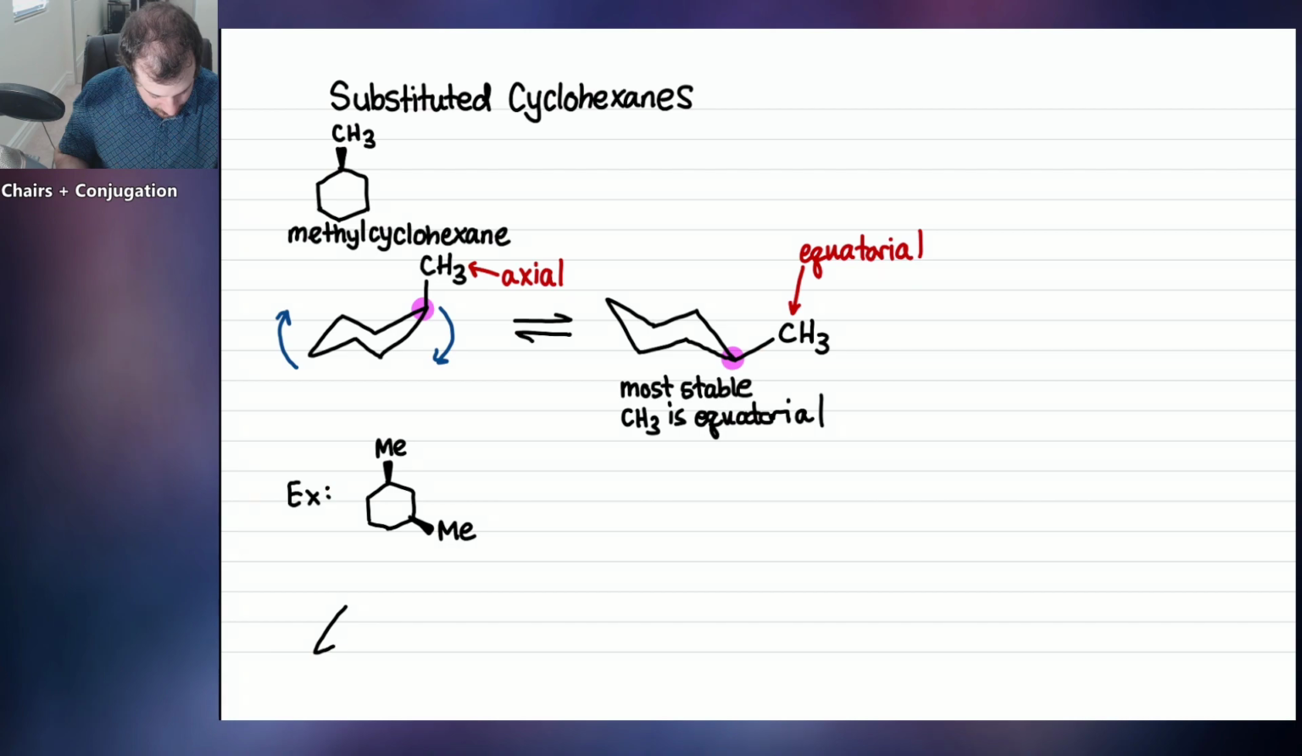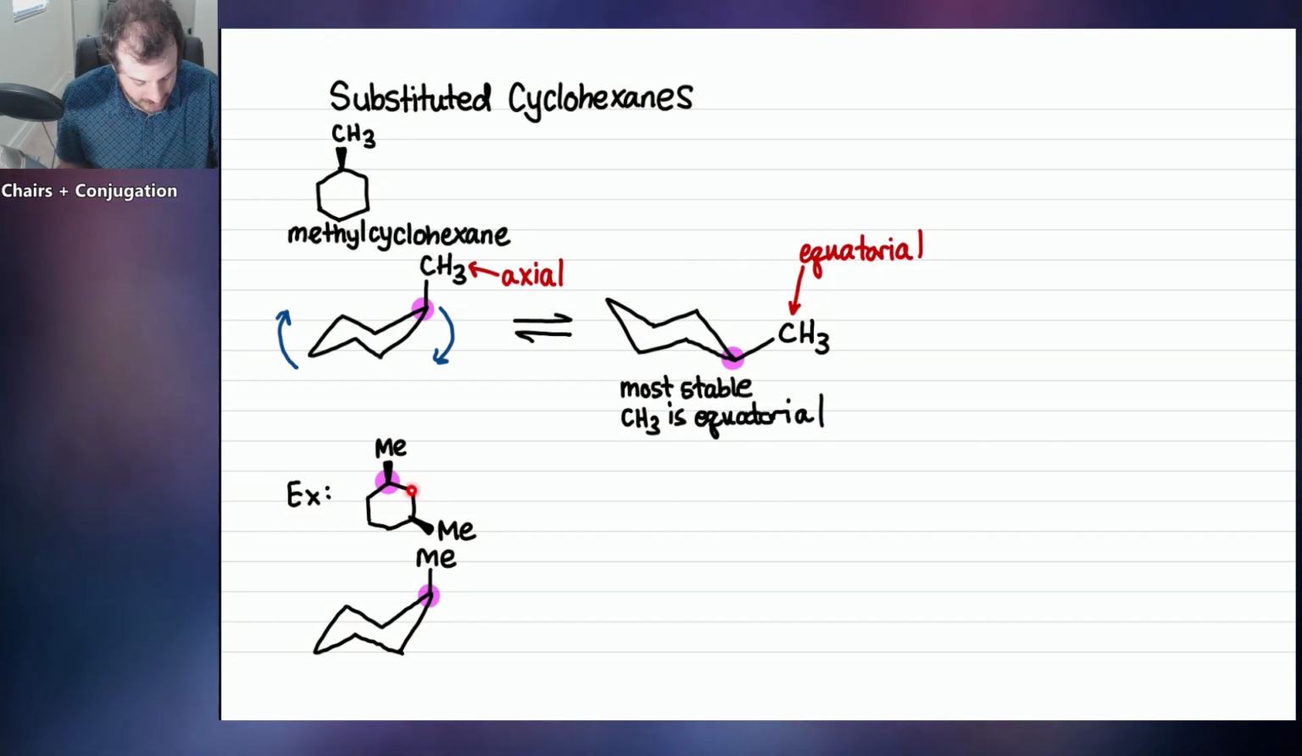So I'll start by drawing my chair. And I'll pick this carbon to be this carbon here. And so we have the methyl group pointing up at that position. So here we go. There's a methyl group. And then we skip over to 1, 2, and there's another methyl group. So we go 1, 2, and put our other methyl group right here. Okay, so that's the first chair form.